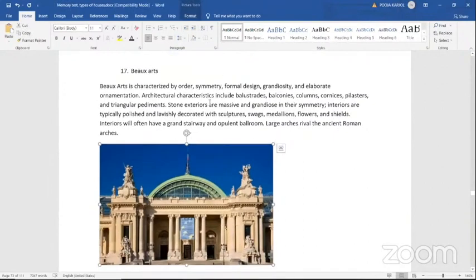Beaux-Arts. Again, this includes pilasters, balconies, columns, cornices. Many architectural designs and features are used. It's one of the most elaborate kinds of architecture. They don't build like this anymore because it is on a grand scale.